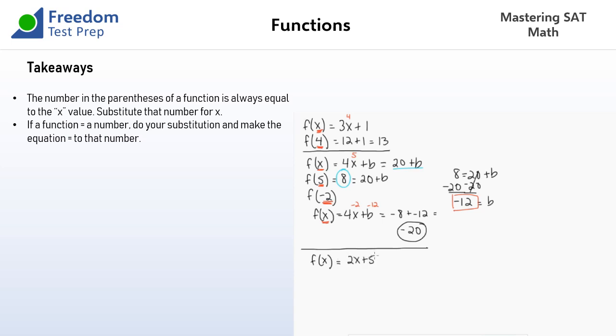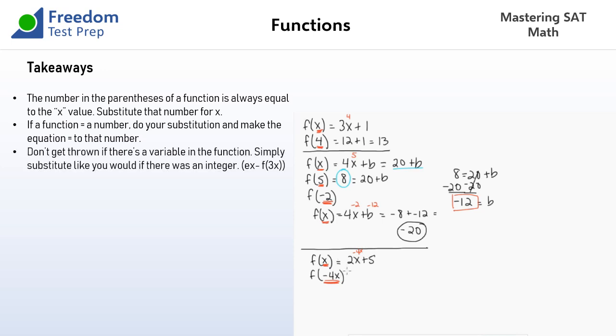2x plus 5. They might say, what is f of negative 4x? Huh. Now that's weird because so far we've only had plain numbers in the parentheses. Doesn't matter. Don't get fooled. You just replace the x with negative 4x. So you just put negative 4x in to replace the x just like you would any other number. If it was 4 or negative 4, you'd do the same thing.